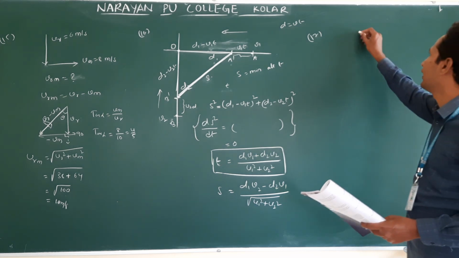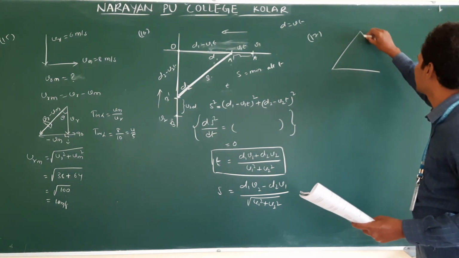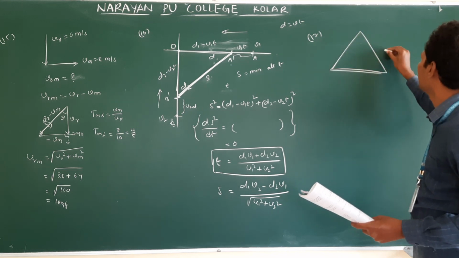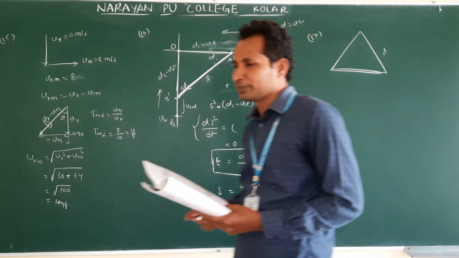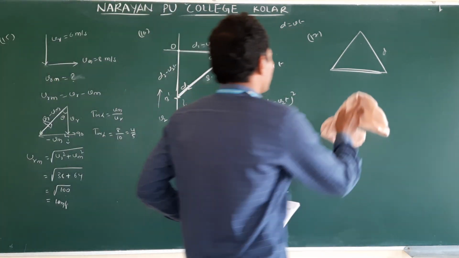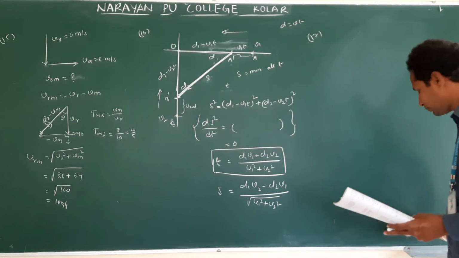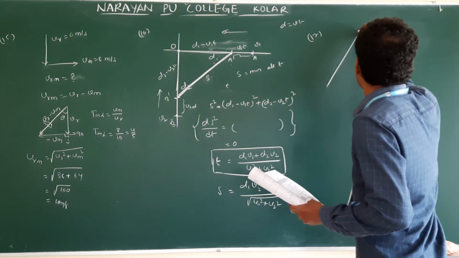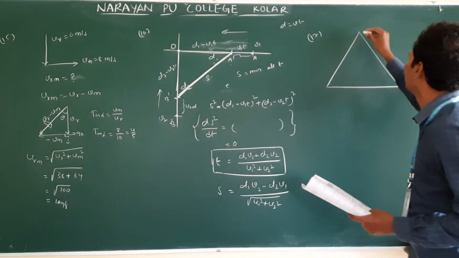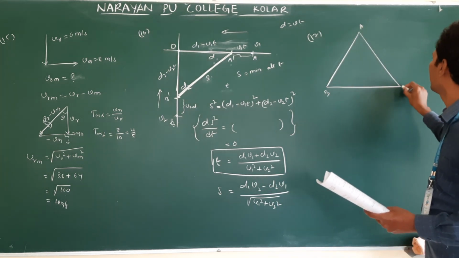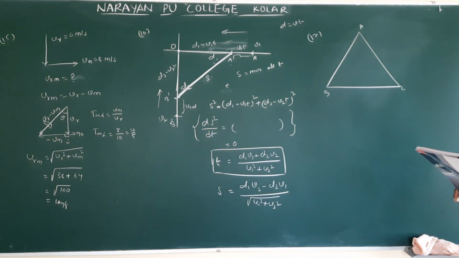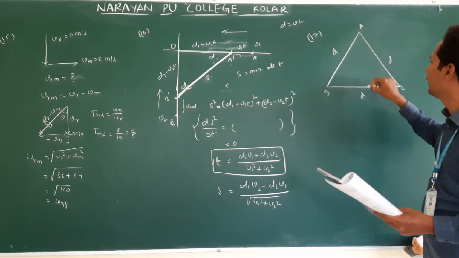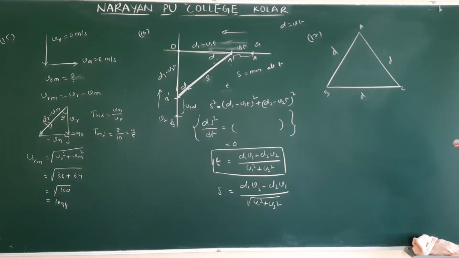Okay, so an equilateral triangle is given like this. The side length of the triangle is D, D, D. I will draw it bigger. A, B, C are situated at the corners of the equilateral triangle. D is the side length of the triangle.